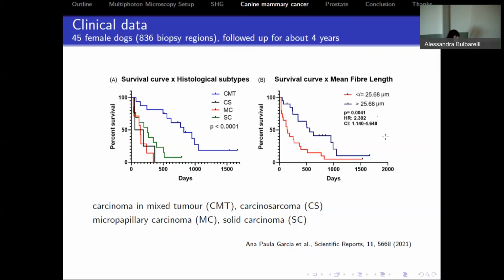So that is a first indication of correlation with clinical data, but these are very pilot results yet, and we have to carry on to see how that can be used in a more practical way.